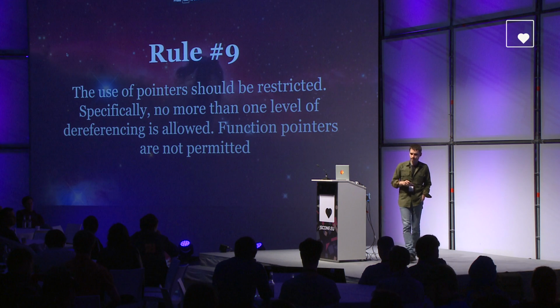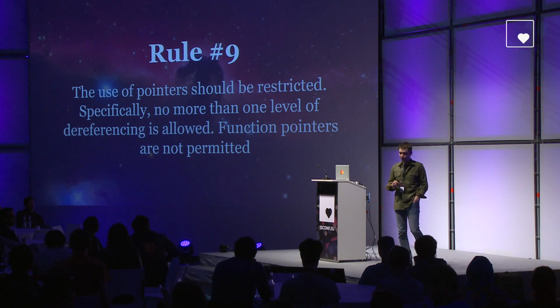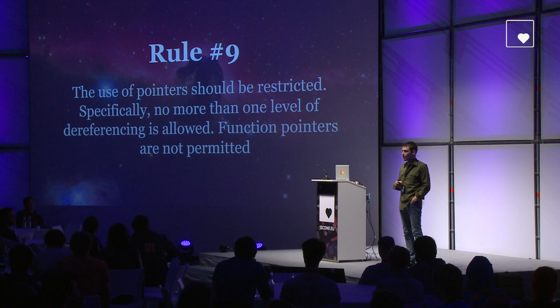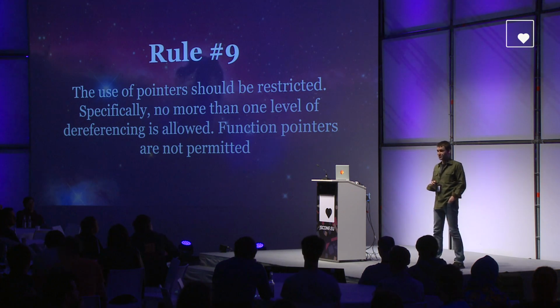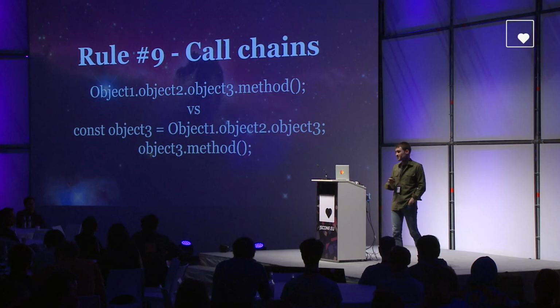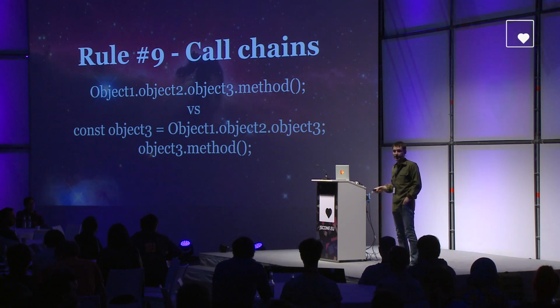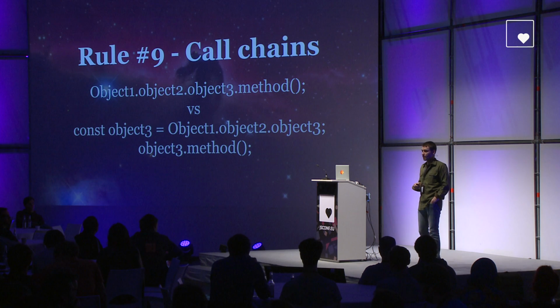Rule number 9. The use of pointers should be restricted, especially no more than one level of dereference is allowed. Function pointers are not permitted. OK, it's hard to apply to JavaScript because everything is an object, and then we have a lot of pointers. But it still can be used in two ways. One of them is call chains. If we use large call chains, it's basically also a level of dereferencing, as they say. We get less performance because every call in the chain takes some time.